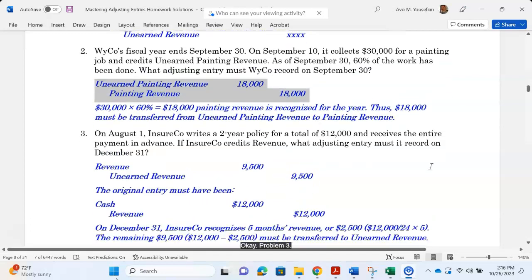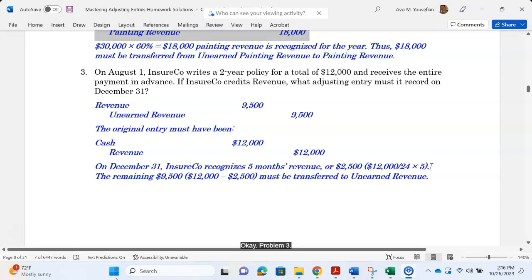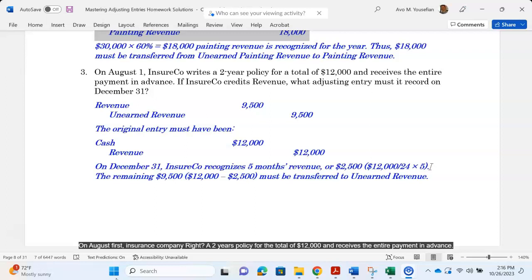Okay. Problem 3. On August 1st, an insurance company writes a 2-year policy for the total of $12,000 and receives the entire payment in advance. Okay, so debit cash, $12,000. If the insurance company credits revenue for $12,000, so debit cash $12,000, credit revenue $12,000, what adjusting entry must it record on December 31st? So post it to the T account, please.